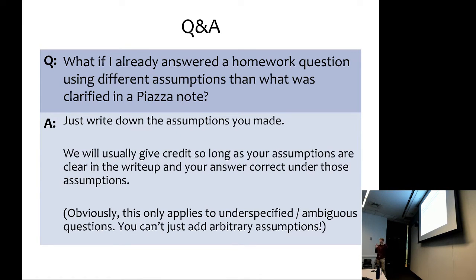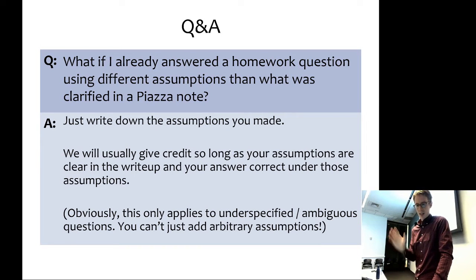So in these cases where it's unclear because it's our fault, write down the assumptions that you did make, and we'll usually give credit so long as your assumptions are clear in the write-up and your answer is correct under those assumptions. Okay. So obviously this only applies to underspecified questions. You can't just start adding arbitrary assumptions like, let's assume that all the variables are 0, to any question. But in general, we don't want to penalize you for our mistakes in the homework. So that's the main takeaway here.